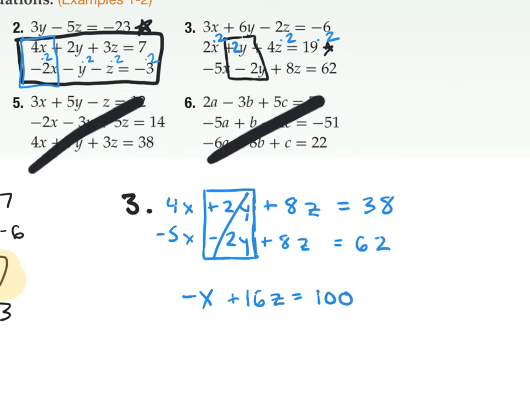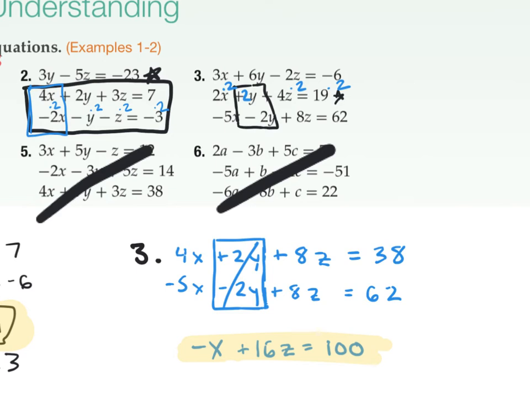Alright, so now we have one equation with two variables. We need one more equation with two variables. So we just canceled out the y's. We need to cancel out the y's again. So now we need to pick two new equations. Can't pick the same two, so one of them has to be different. So which two equations do you want to pick? We can pick the first and the second, or the first and the third.